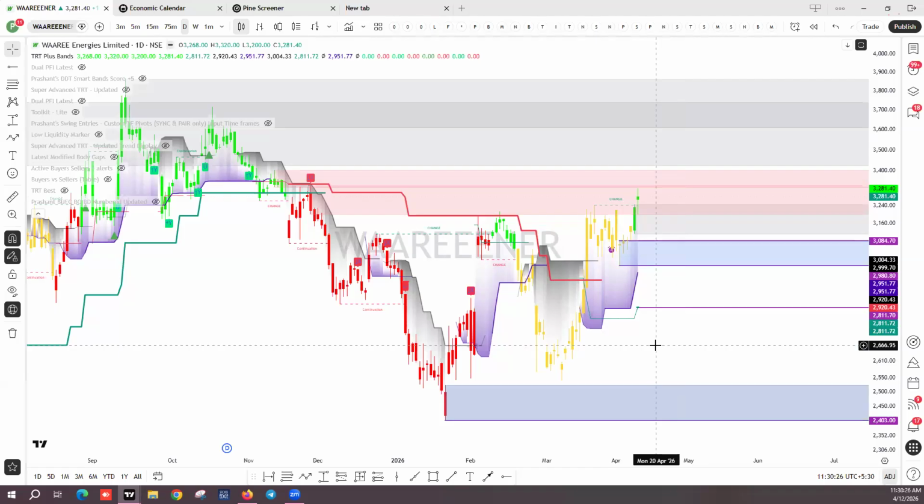Okay, that is because weekly is also not in an uptrend. It is in a downtrend.